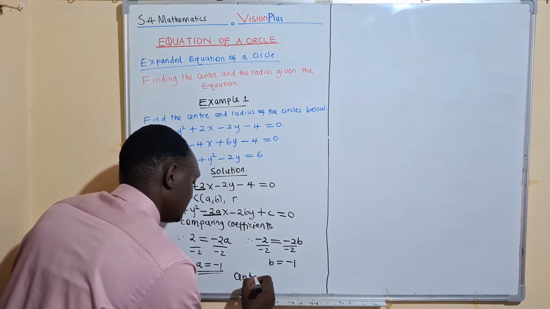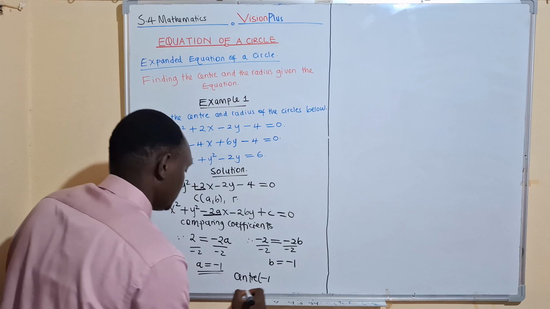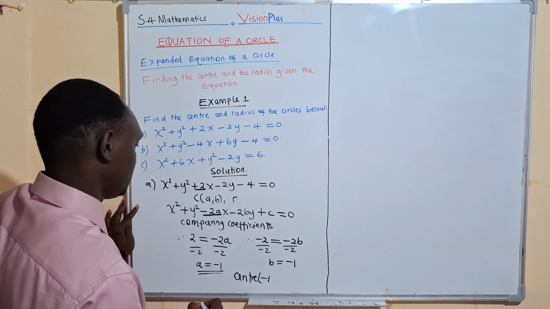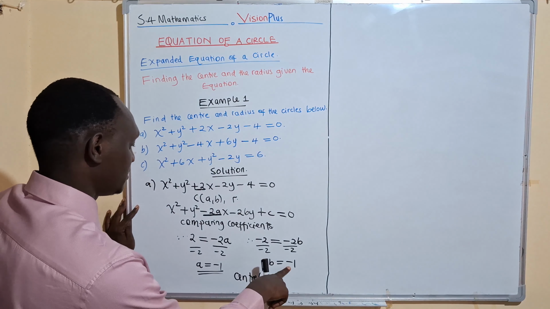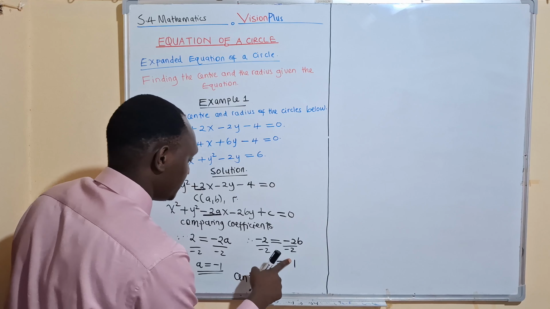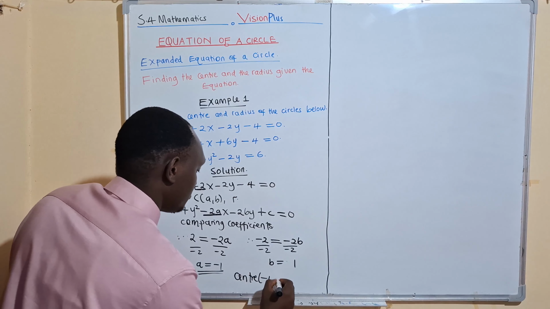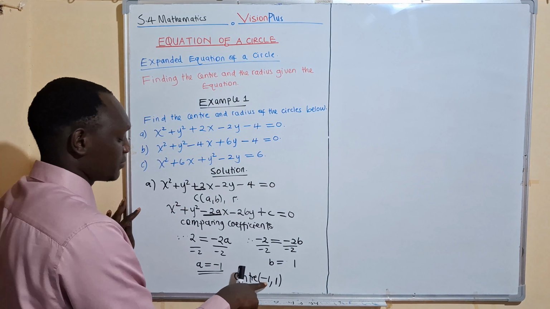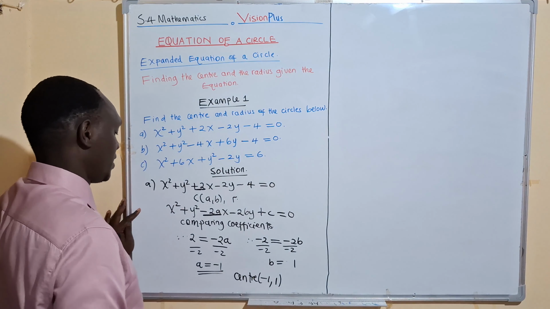So we just say the center is negative 1. This one should be positive 1, please. Negative 2 divided by negative 2 is positive 1. So the center has coordinates negative 1 and 1.